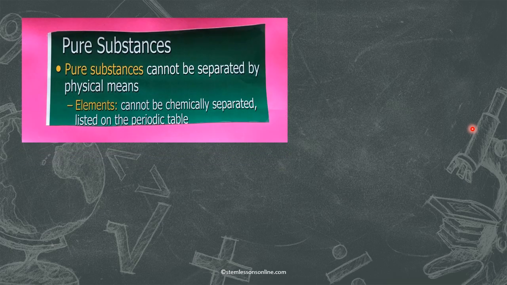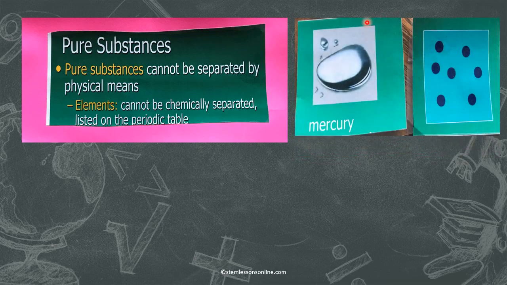Let us explain each type of matter in detail. Pure substances are also called simply substances, and the definition for a pure substance is that it cannot be separated by physical means. And all pure substances are either elements or compounds. An example for an element is anything that you can see in the periodic table. I took the example mercury here.